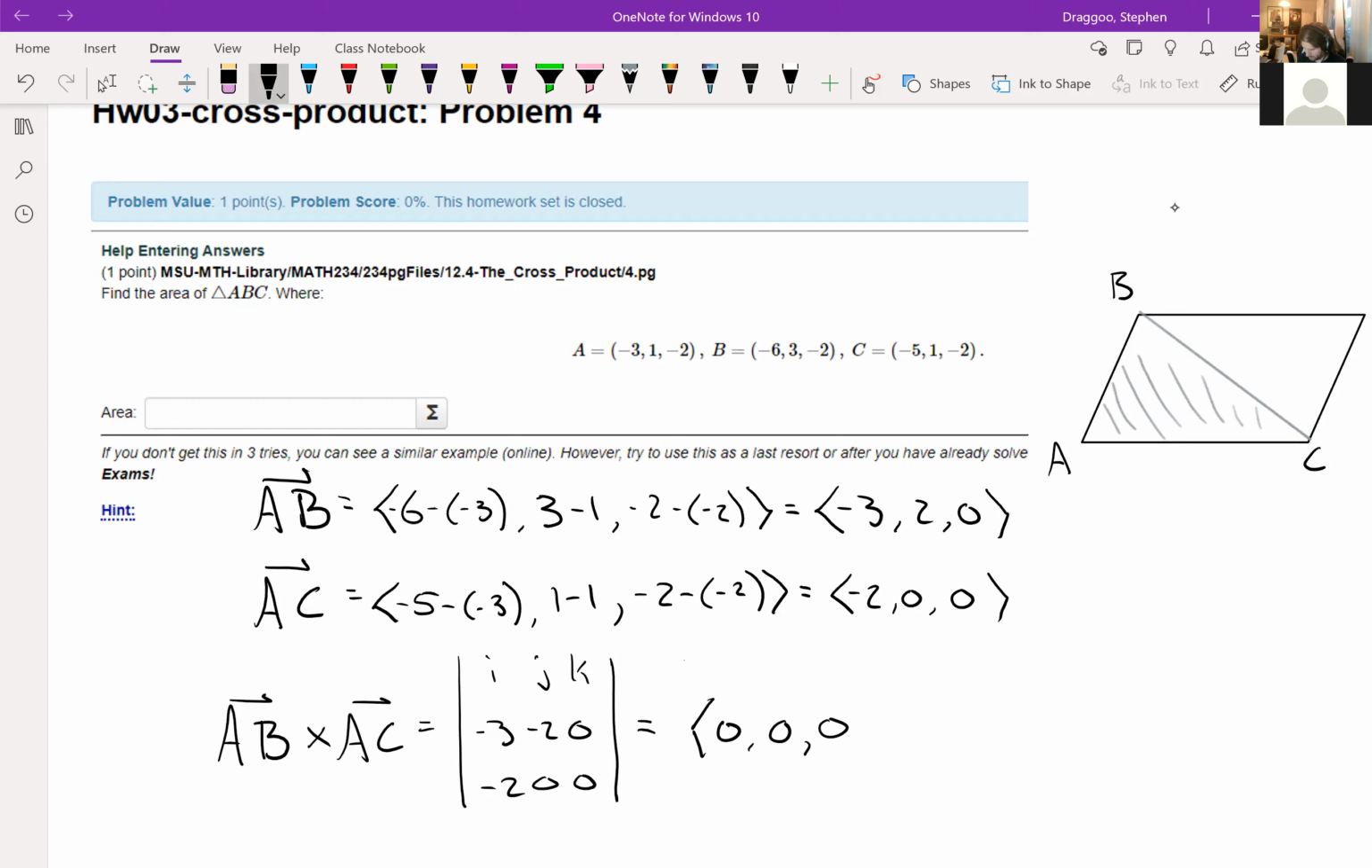Whoop, hold on a second. I realized I made a mistake when writing down my vectors. My first vector, AB, was -3, +2, 0. So, good thing I caught that. I don't think I'd done any work with it yet, so we're not in too bad a shape just yet. So 0, 0, and then I had 0 minus -4. Right, 2 times -2 would be -4. So I've got the vector 0, 0, 4.